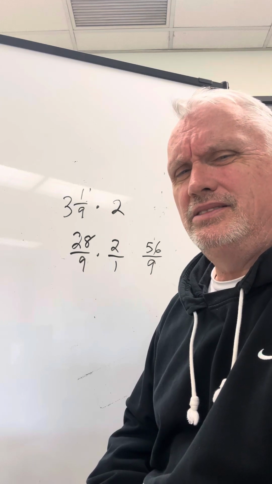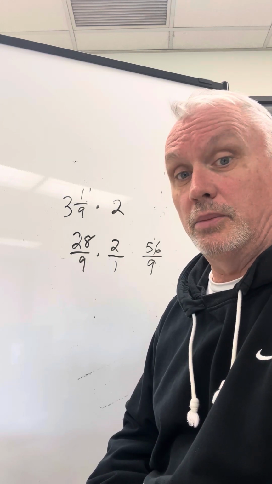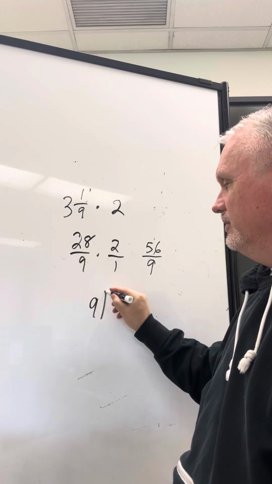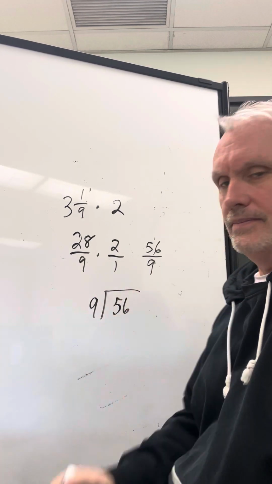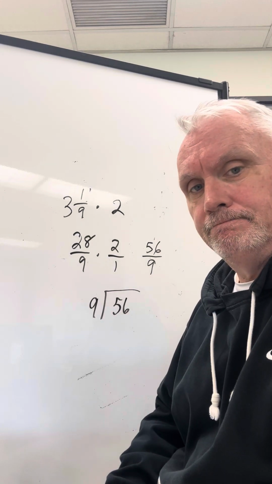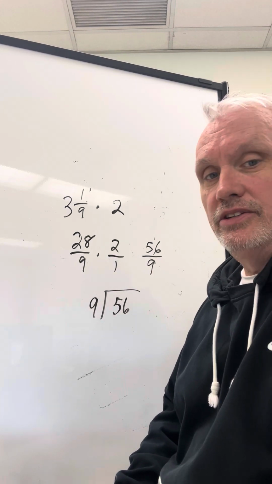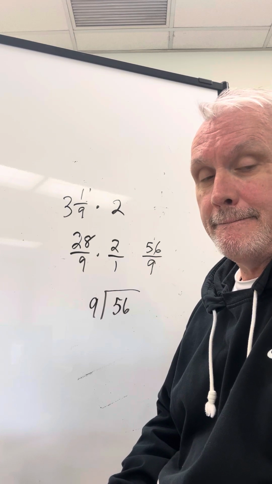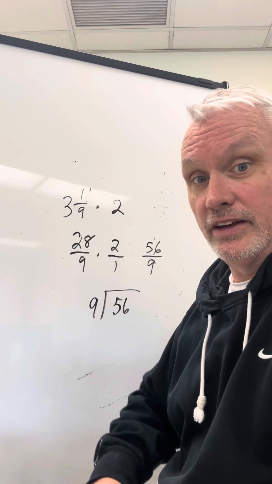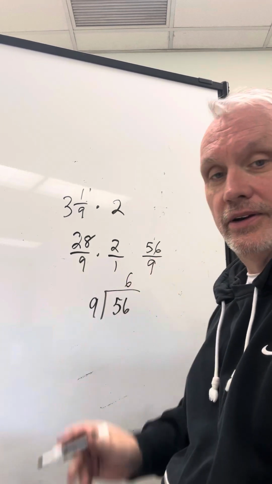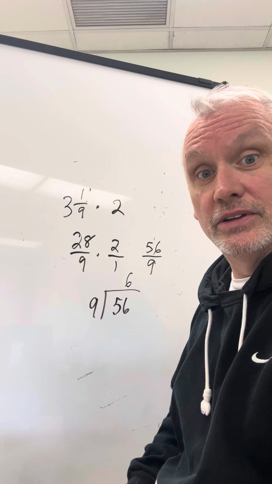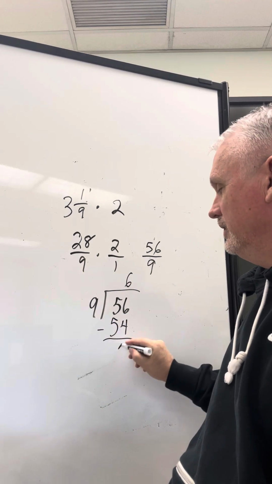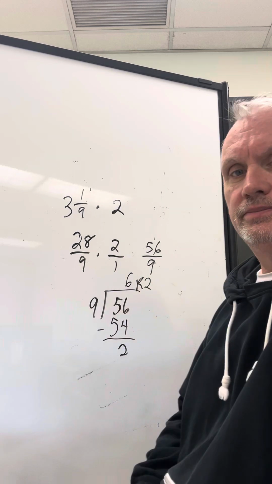But what if they say, put that back as a mixed number? How do you do that? Here's what you do. You take the denominator and divide it into the numerator. So 9 goes into 56 how many times? 6. So 54. Subtract, and I got a remainder of 2.